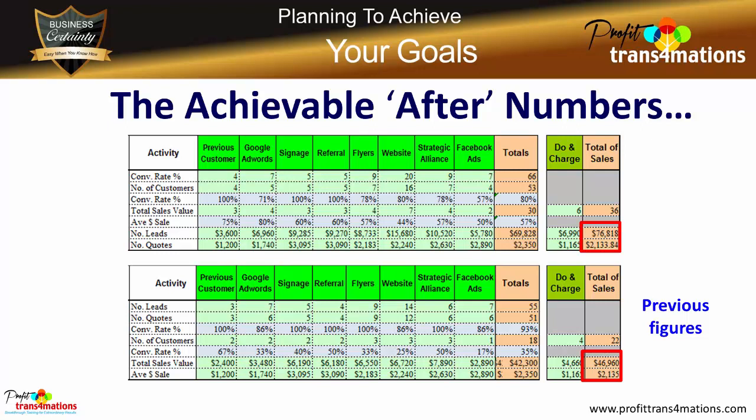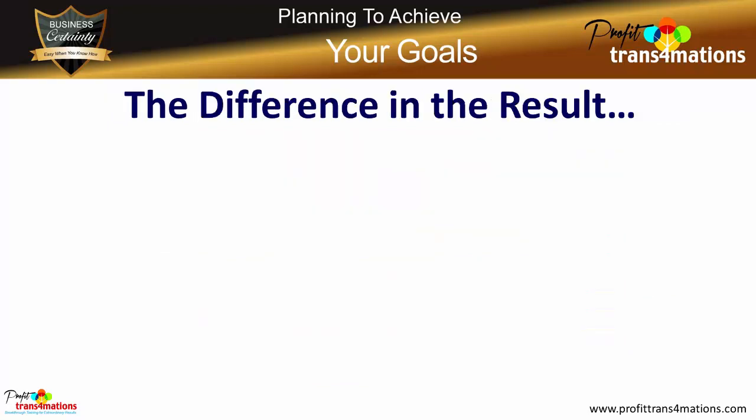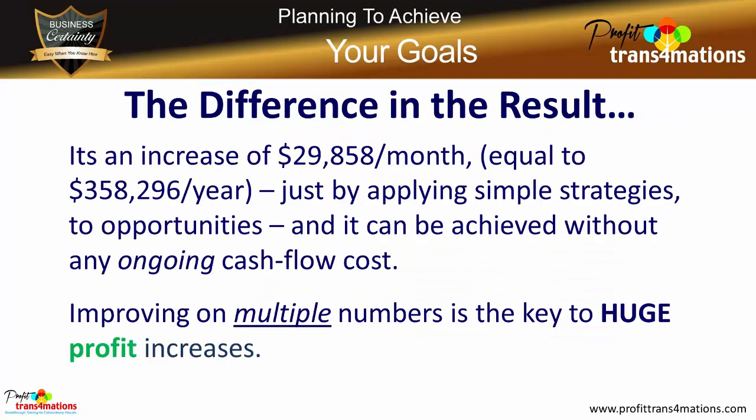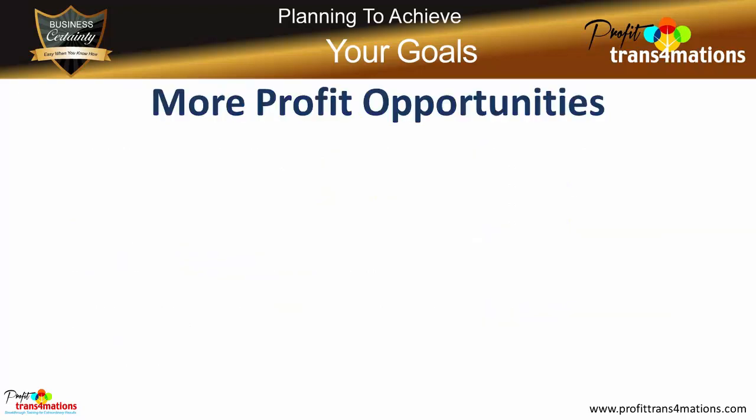So instead of just focusing on one area, we're developing and improving a whole bunch of areas at the same time. The difference in the result is this. It's an increase of $29,858 a month, equal to about $358,000 a year, just by applying simple strategies to opportunities. Improving on multiple numbers is the key to huge profit increases.